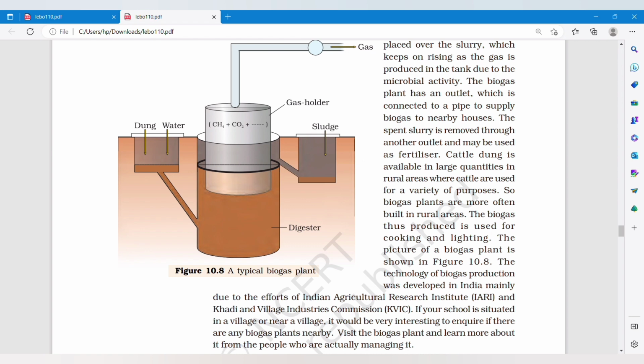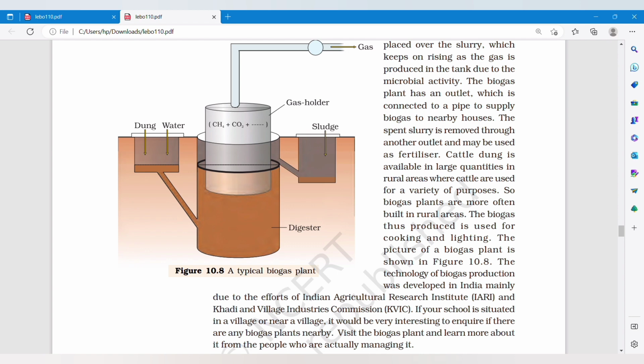Cattle dung is available in large quantities in rural areas, where cattle are used for a variety of purposes. So biogas plants are often built in rural areas. The biogas thus produced is used for cooking and lighting. The picture of a biogas plant is shown in figure 10.8.